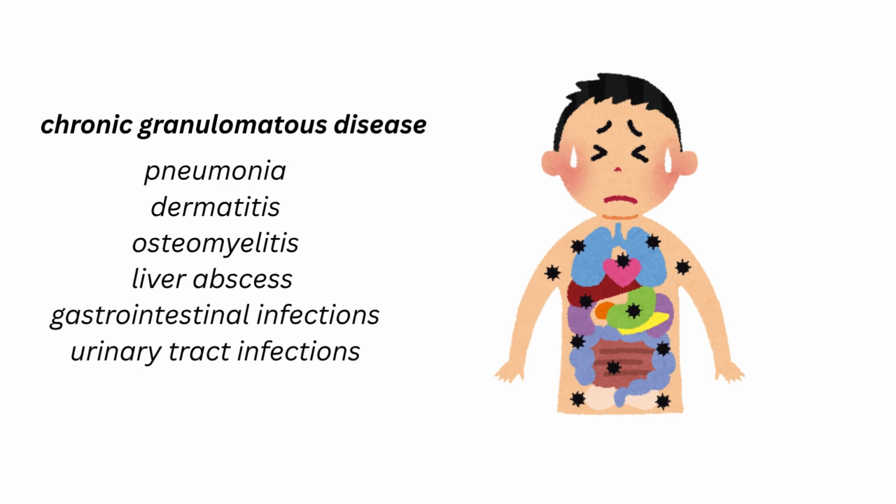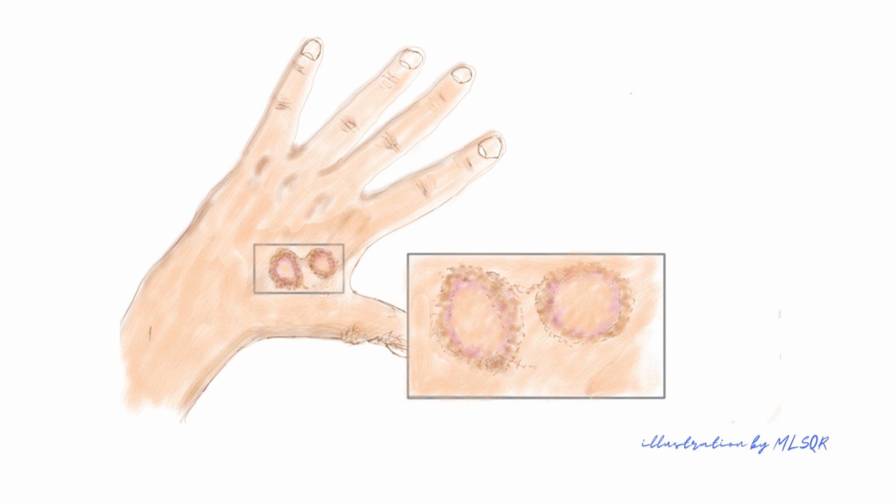Unfortunately, in CGD, phagocytes have an inability to kill bacteria and fungus, leading to multiple and frequent childhood infections. Recurrent infections are often severe, suppurative, and pyogenic, such as pneumonia, dermatitis, osteomyelitis, liver abscesses, gastrointestinal, and genitourinary infections. CGD often presents with dermatitis with these skin granulomas in the child, with raised, painful skin lesions with pinkish, reddish, or purplish hues with dark, collar like discolorations around the skin bumps.